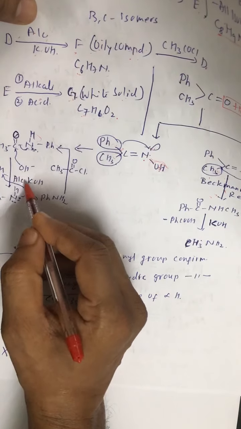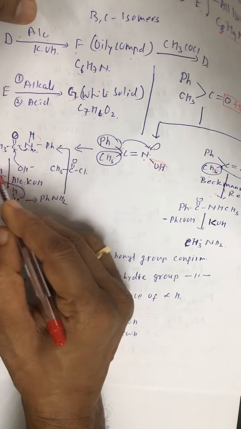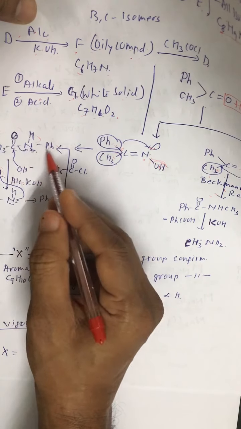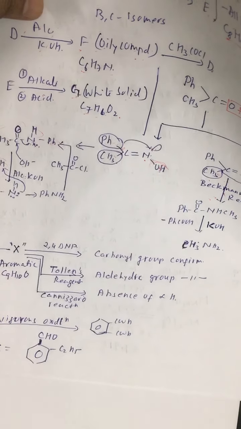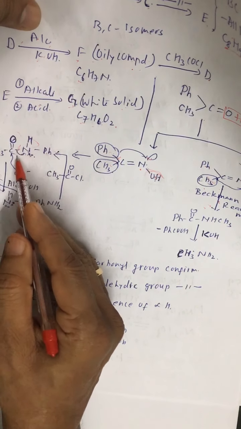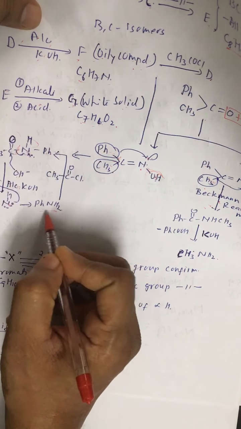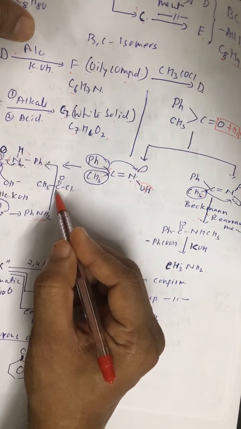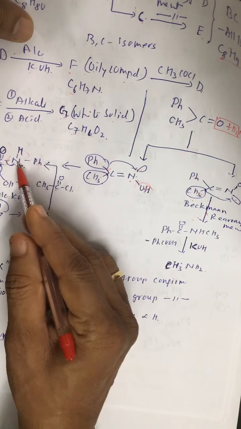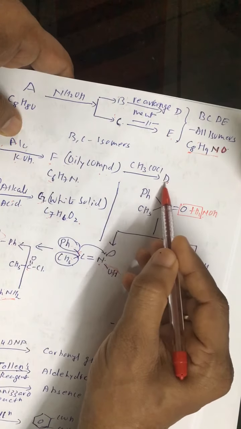The OH negative of alcoholic KOH attacks this carbon atom, and it is converted to acetic acid, and we get C6H5NH2, aniline. The hydrogen from the acetic acid attacks this nitrogen, and we get aniline. Now if aniline is treated with CH3COCl, this is acetylation of aniline, so we get back the product mentioned here. We get back D.